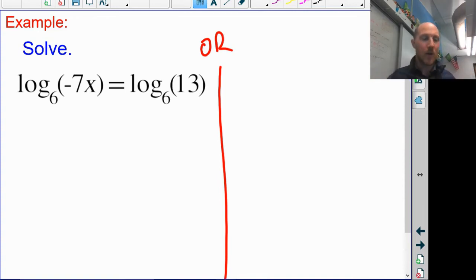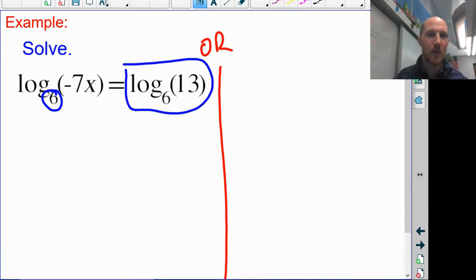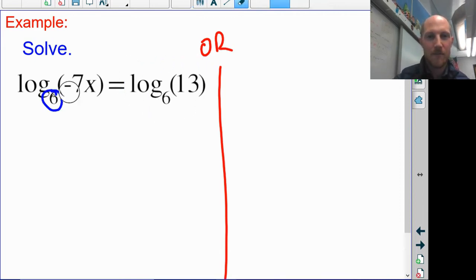My other option that I sometimes do of rewriting this log in exponential form is not going to work, because it's not very nicely. I mean, I could do it. It's just not a nice option, because I could have a base of 6, but then I got this whole thing as the exponent. It'll simplify. It's not a whole lot of extra work, but let's just stick with one option.